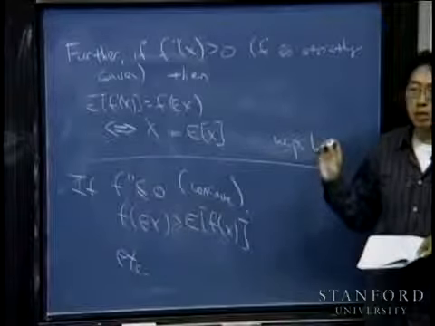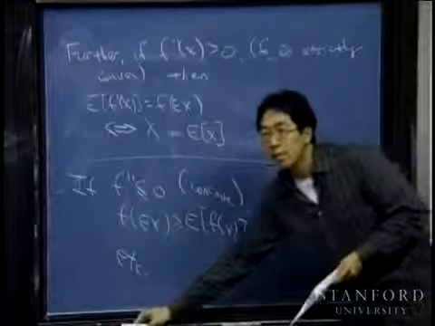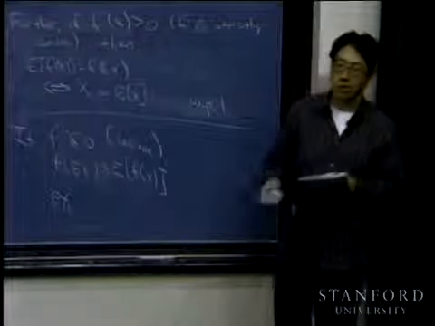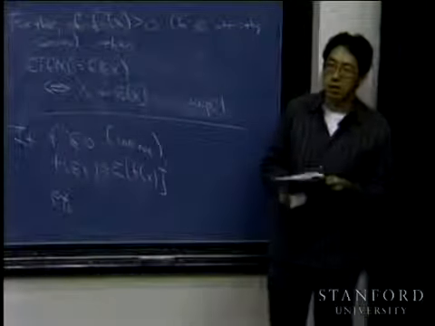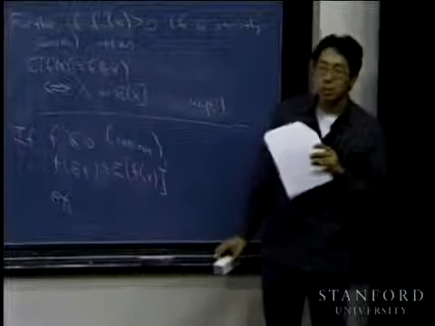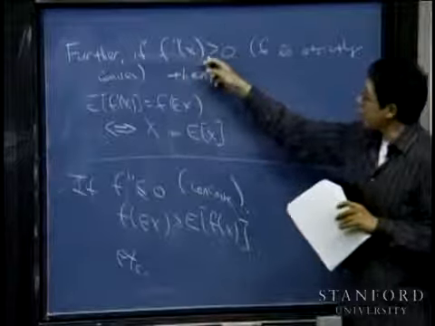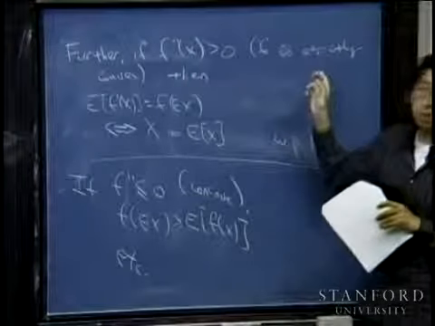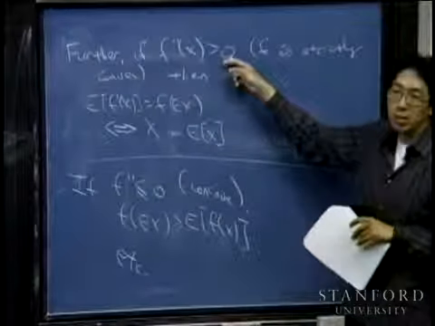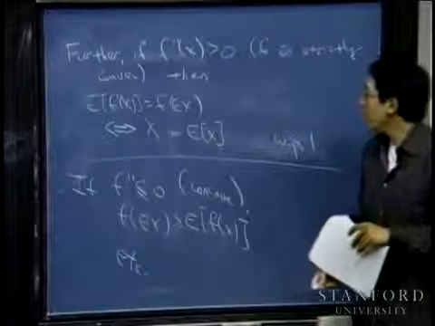Okay, other questions about this? Yeah. Say that again? What is the strictly convex? I see. If f double prime of x is strictly greater than zero, that's my definition for strictly convex. If the second derivative is strictly greater than zero, that's what it means for f to be strictly convex.